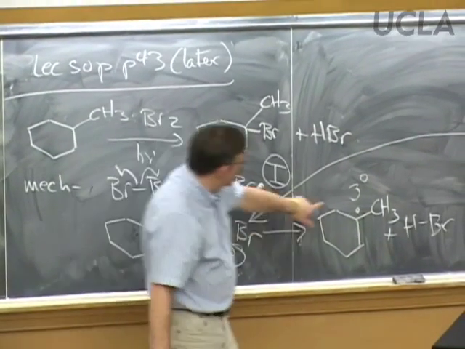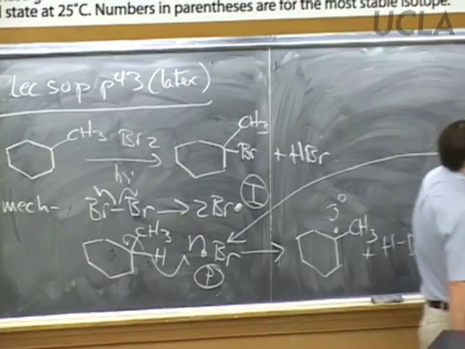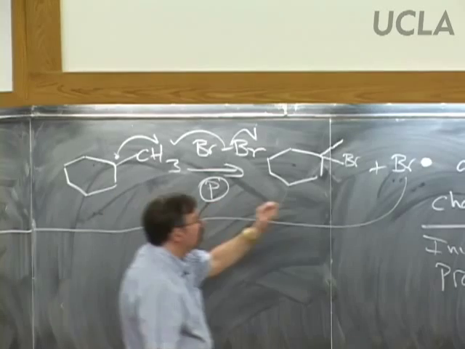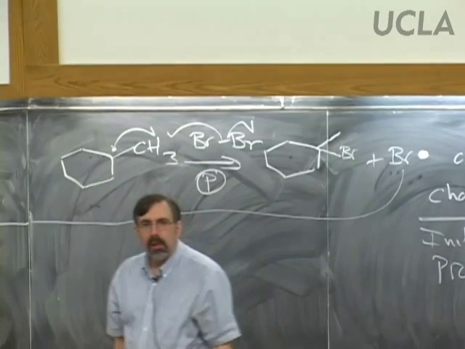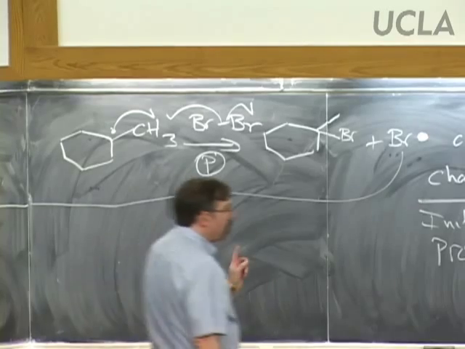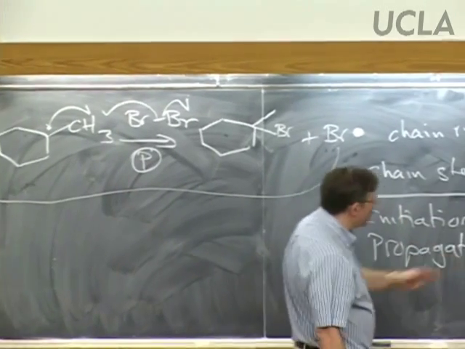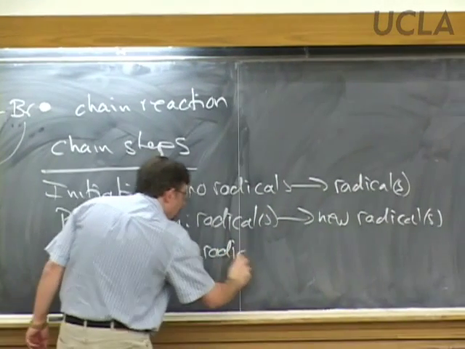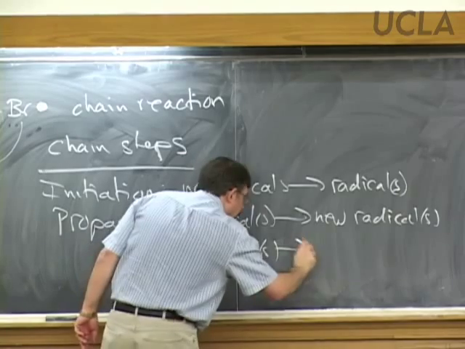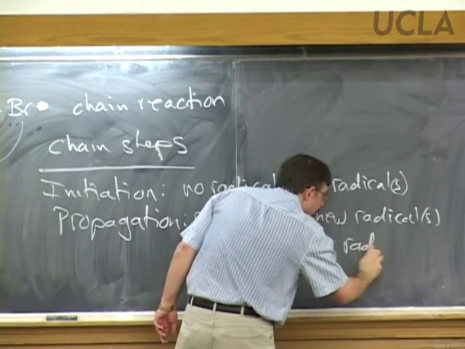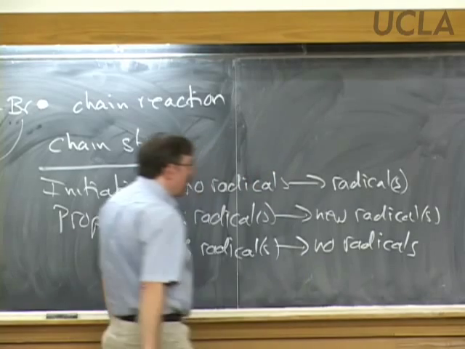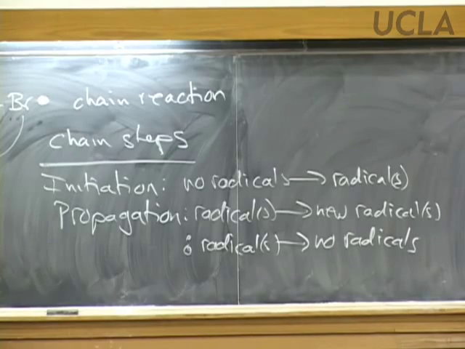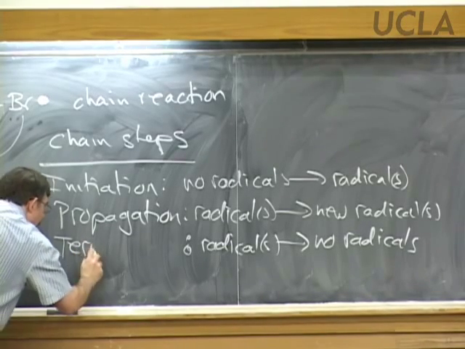We start with a radical. We end up with a radical. The last step in the mechanism that we wrote is a propagation step. We start with the methyl cyclohexyl radical. We end up with the bromine radical. Now, the third possibility, since we went from no radicals to radicals, radicals to new radicals, the other possibility would be going from radicals to no radicals. And when this happens, the chain can't propagate anymore. The chain is ended, so we call this a termination step.